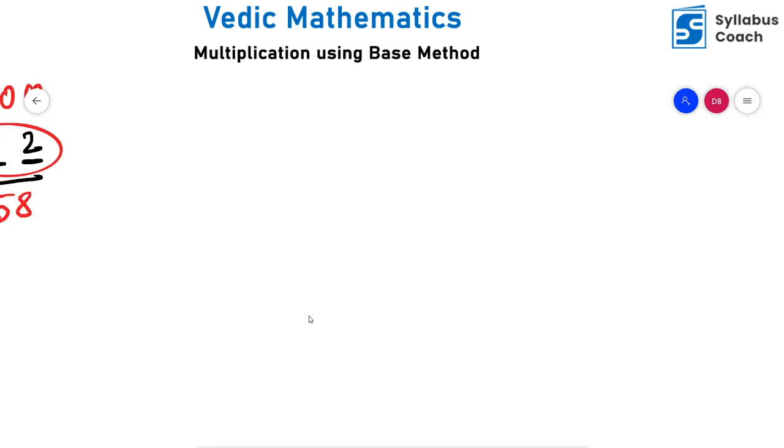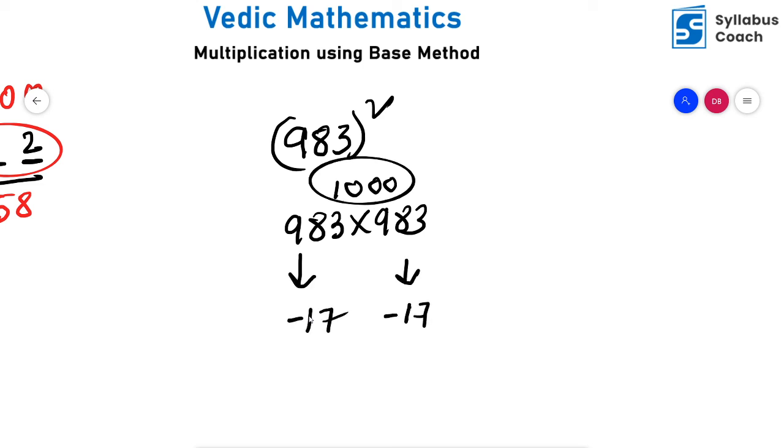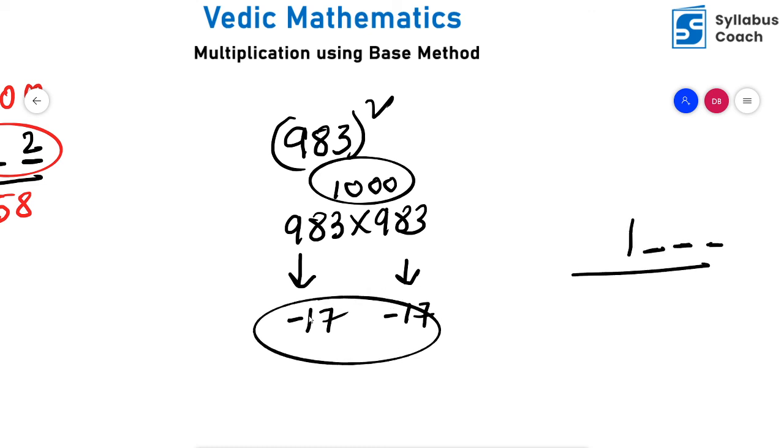The same concept can be applied for the squares also. For example, if somebody asks you what is 983 whole square, how would you write 983 into 983? But 983, the base of this is 1000, right? 1000. So this is lesser than 1000 by 17 and this is lesser than 1000 by minus 17. But the answer should have 3 digits in the end. What is it? 3 digits, because the base is 1000. And then we have 17 into 17, which is 289, right? And then 983 minus 17 is nothing but 966. Therefore, the answer to this question is 966,289. Hope all of you are clear with this concept now.